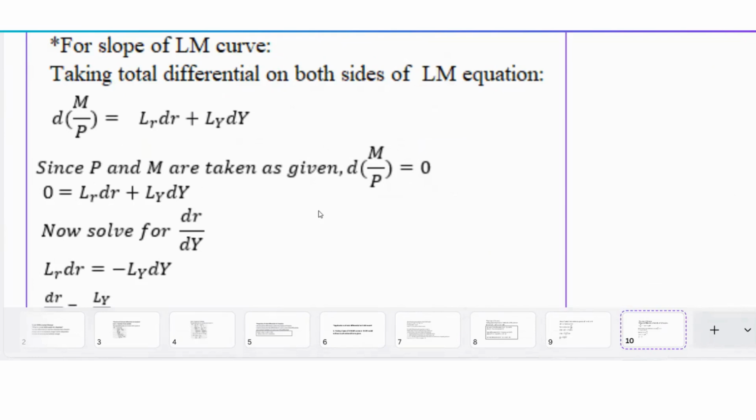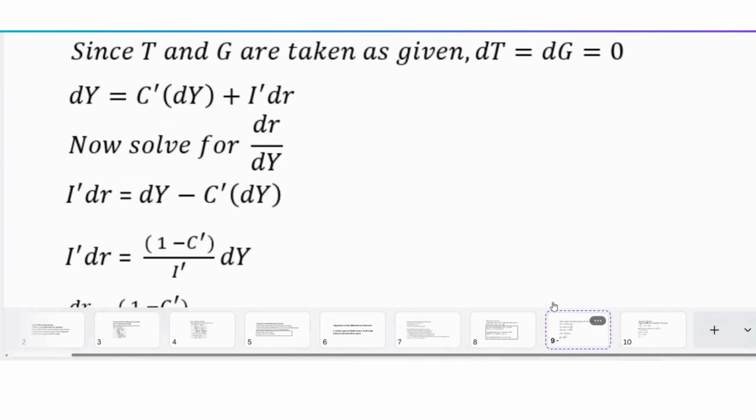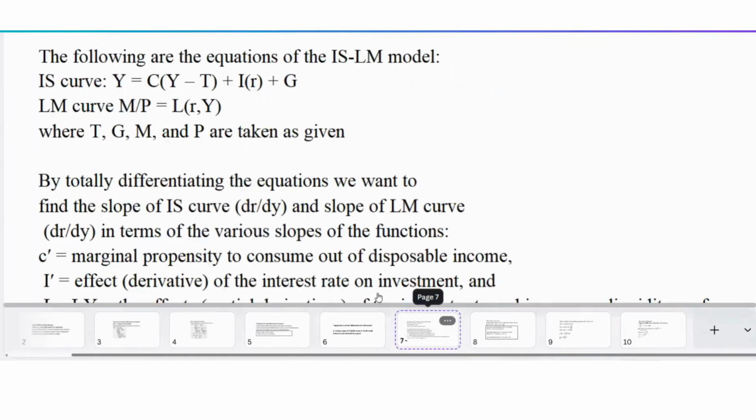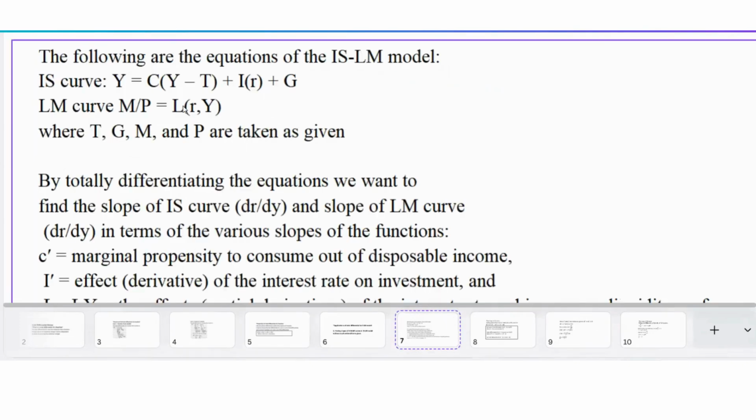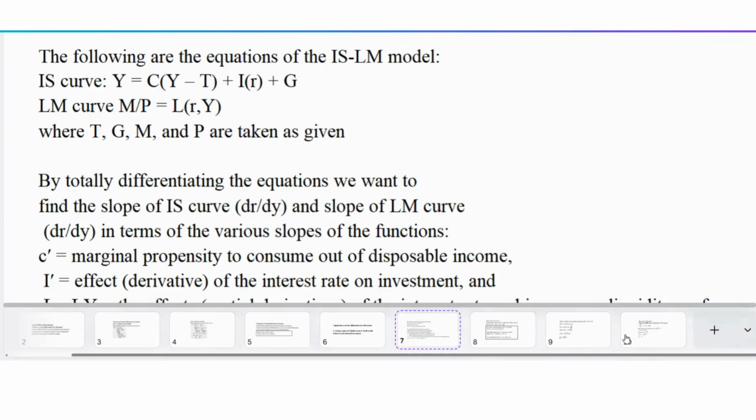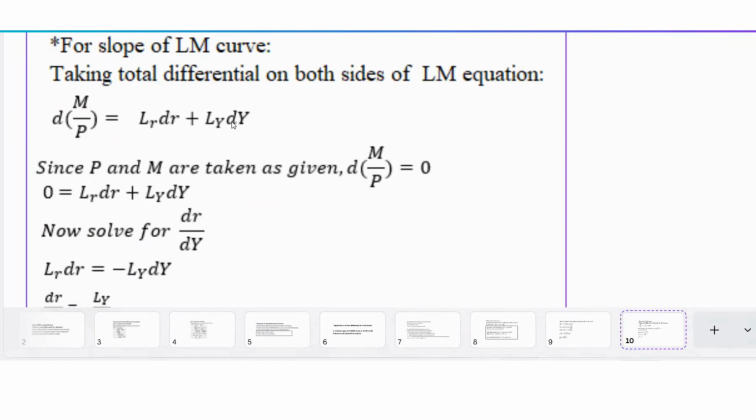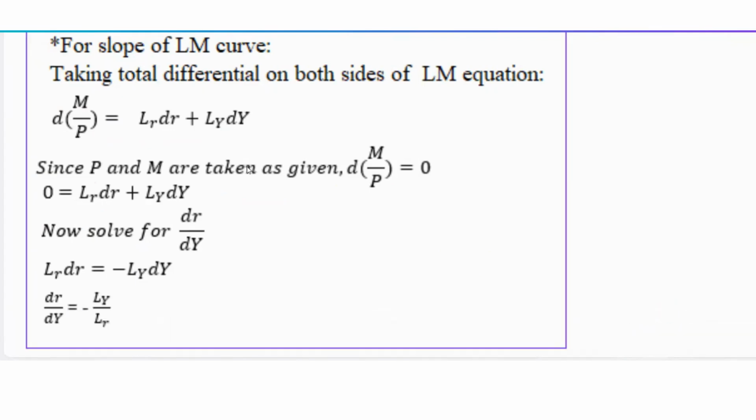So if we take the total differential on both sides of the LM equation, when we take the total differential of L(R,Y), this is going to be the partial derivative of L with respect to R times dR plus the partial derivative of L with respect to Y times dY. This is what we've done here. Since M and P are taken as given, the differential of M by P is just equal to 0. And then from here, again, you just solve for dR by dY to get the slope of the LM curve when we graph it in a plane with R on the vertical axis and Y on the horizontal axis. So in this way, we can use the concept of total differential to find the slopes of the IS and LM curves even when we don't have any functional forms.